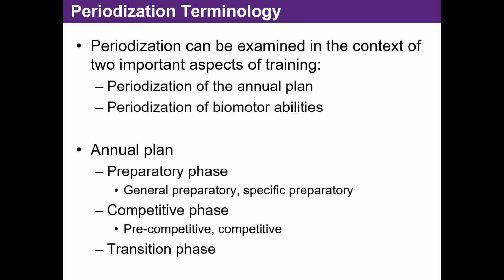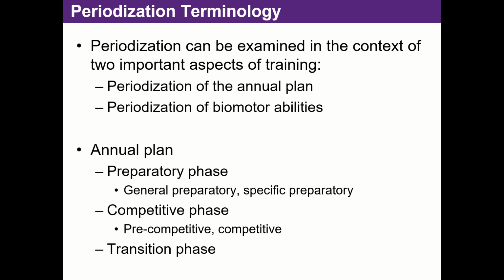Periodization of biomotor abilities: when we look at these training programs and the ones that you're going to create, hopefully we'll have multiple biomotor abilities that we want to work on. So if we're thinking about a sport like soccer, basketball, hockey, those interval sprint sports, it's great that the athlete is strong, it's great that the athlete is powerful, but they also have to have some level of muscular endurance and some level of aerobic endurance, right? And so we have to work on multiple things at one time.